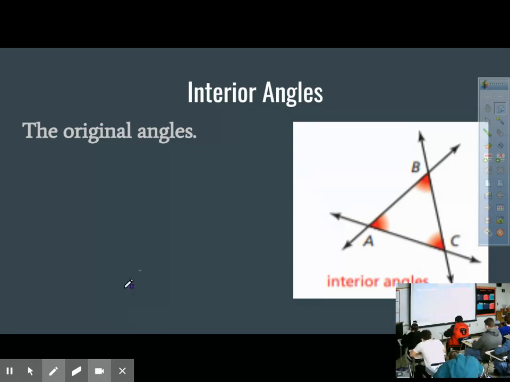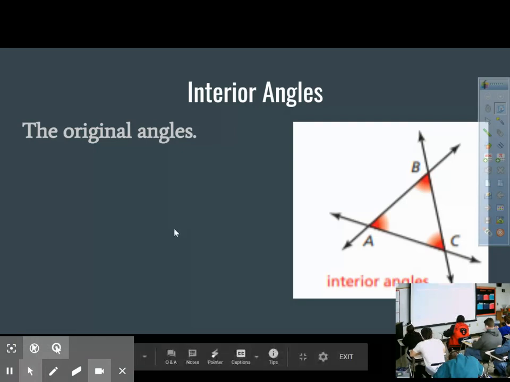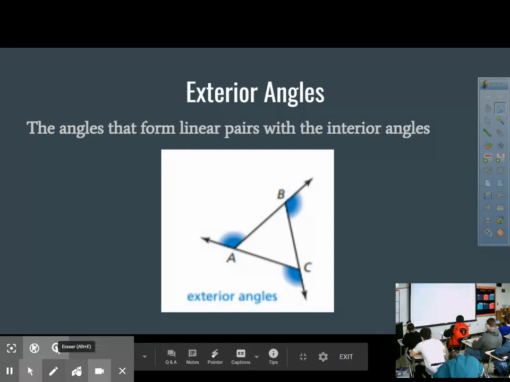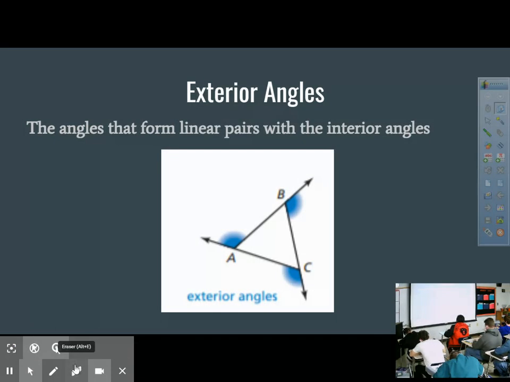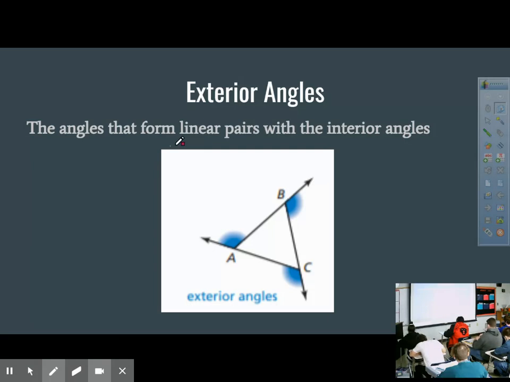Alright, then I need you to go to exterior angles and write down the definition for exterior angles. Whoa, slow down here. The exterior angles are the angles that form linear pairs with the interior angles. The angles that form linear pairs with the interior angles.